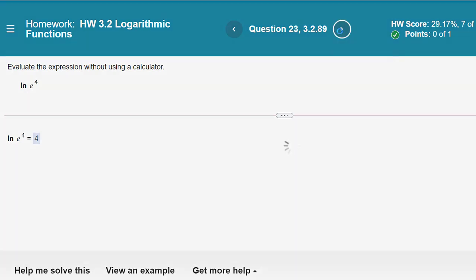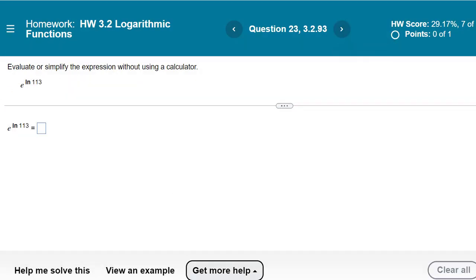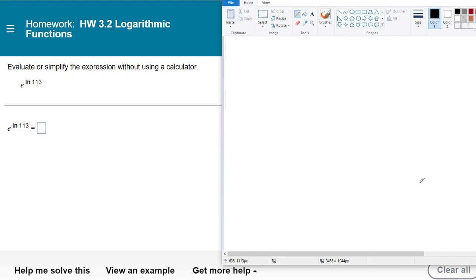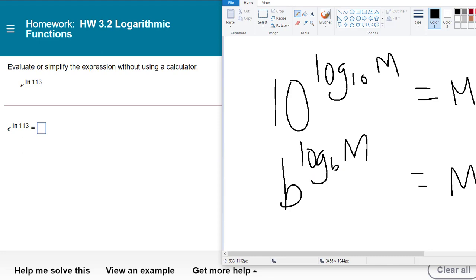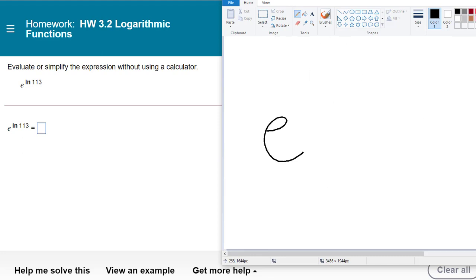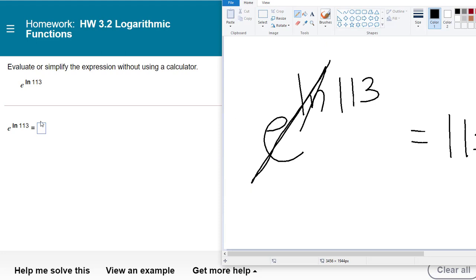Okay, the next one. This is the same property where we had 10 to the log base 10 of a number, or base to the log base b of a number. Well, this is the same thing because it's e to the log base e. Remember, that's understood. So this is going to be 113. These are inverse functions, so they undo each other.